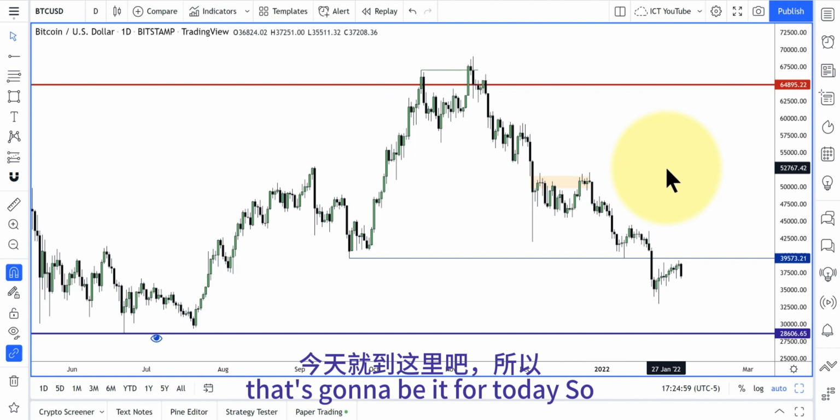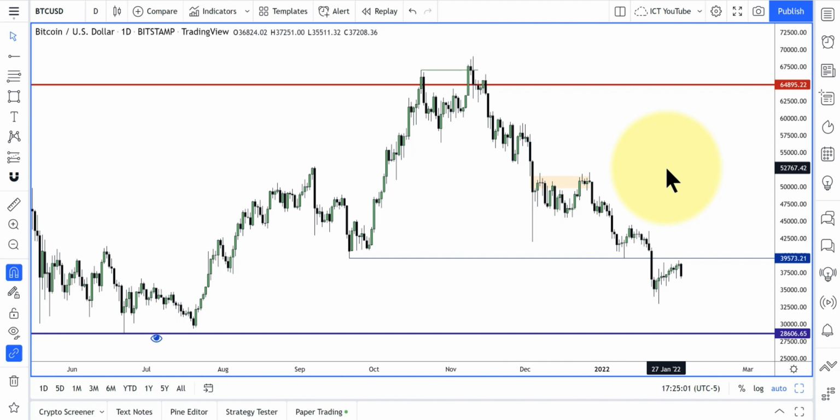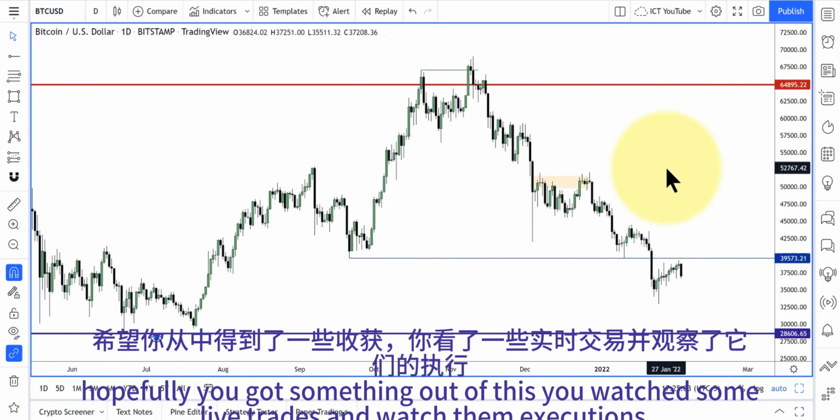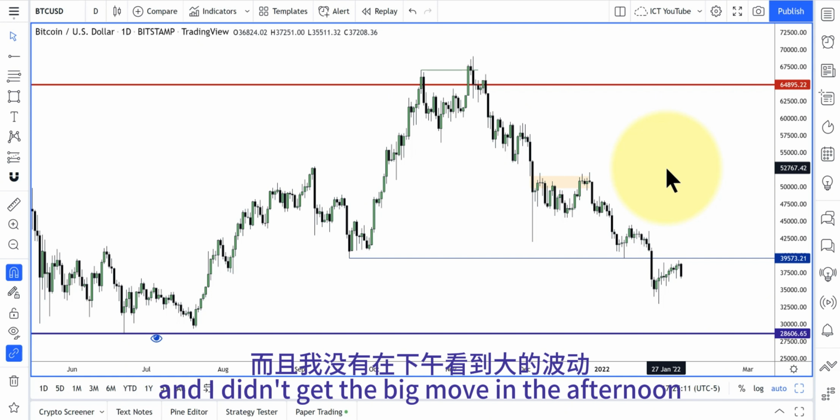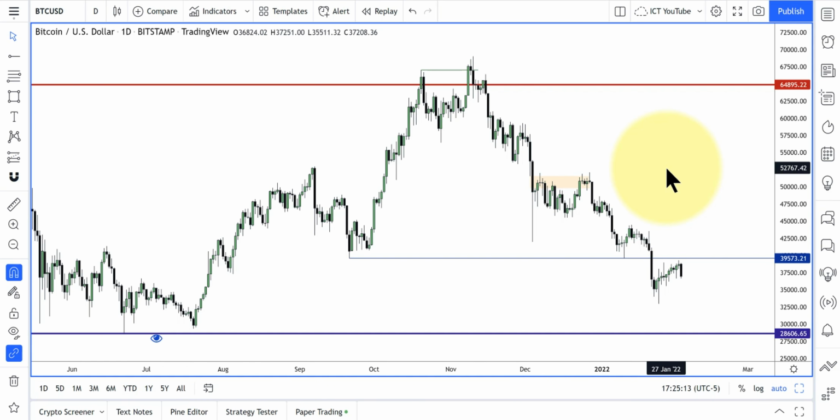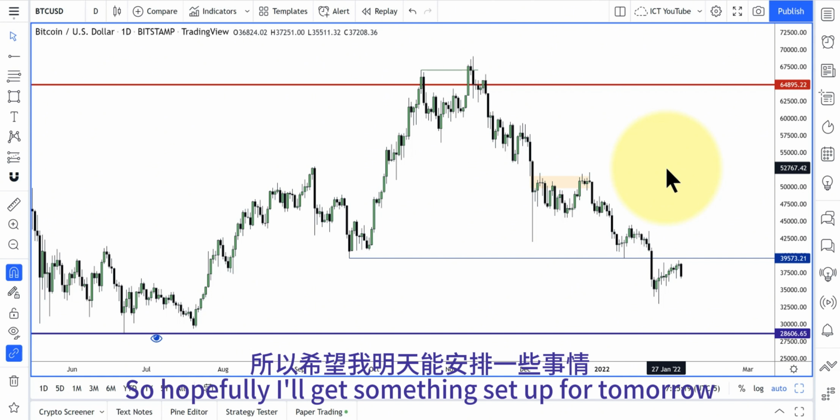So that's going to be it for today. Hopefully you got something out of this. You watched some live trades and watched some executions. You watched the loss be mitigated. And I didn't get the big move in the afternoon. So win some, you lose some, right? So hopefully I'll get something set up for tomorrow.